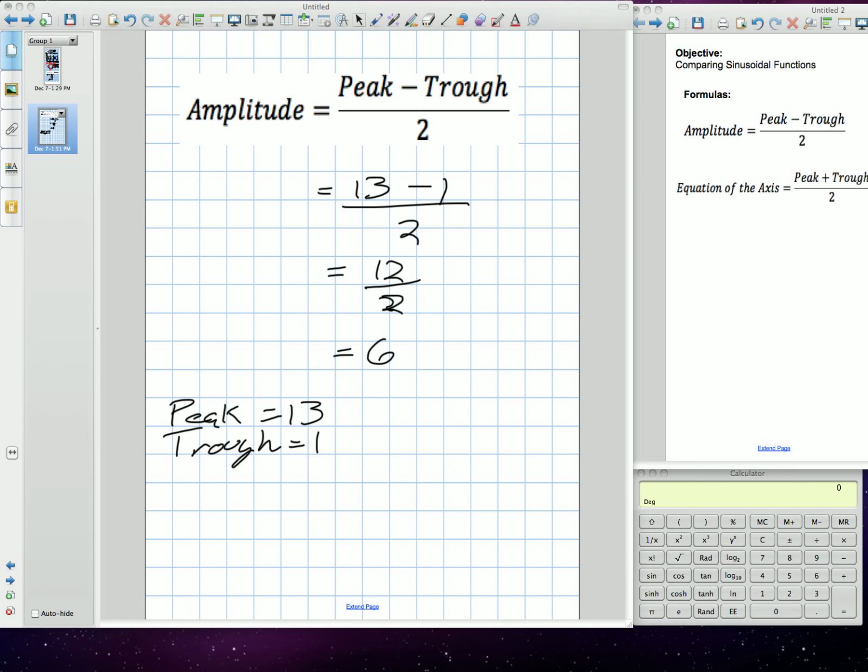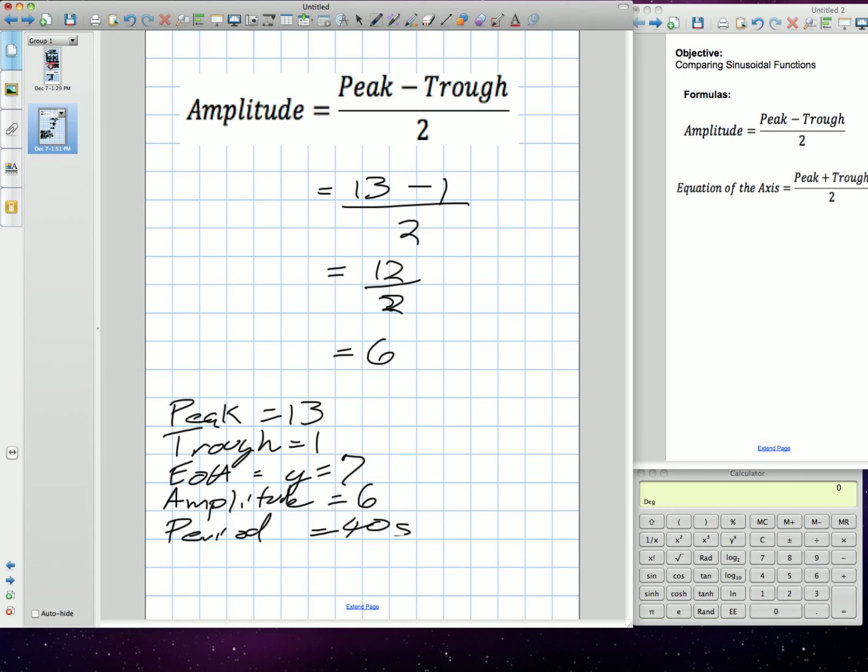Just 6. Okay. Our peak was 13. So, peak and our trough, we have the equation of the axis, so EOA, we knew was y equals 7. Our amplitude was equal to 6. Our period was 40 seconds. So, I got quite a bit of information here.